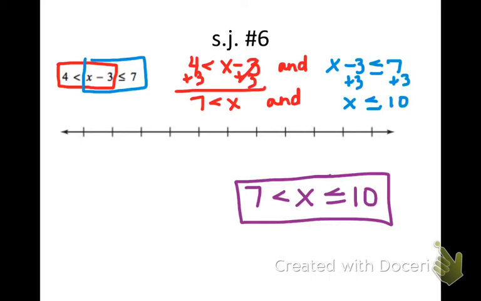All right, so to graph it, we have an open circle and a closed circle and all the numbers between those two things. All right, so that is our solution.